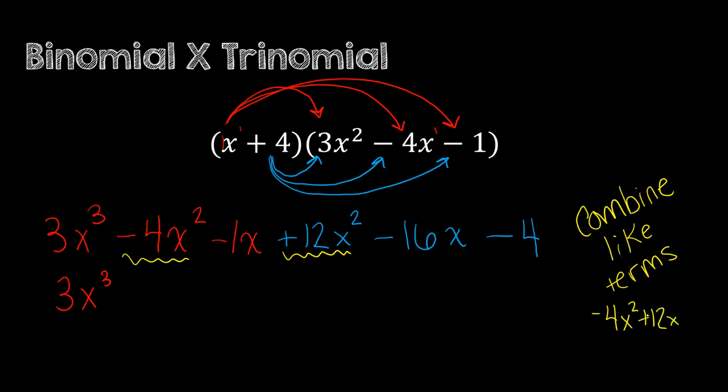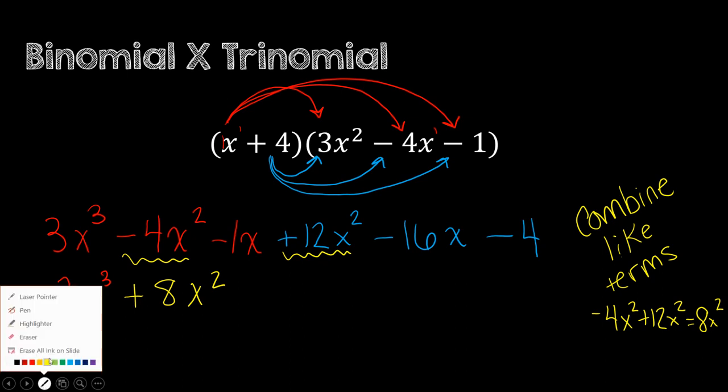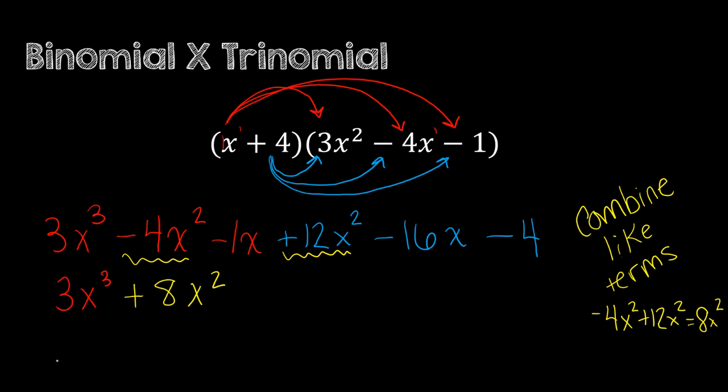A negative plus a positive. Since my positive number is greater, 12 minus 4, that's what you can almost think of this as, and we get 8x squared. It's a positive 8x squared. Please use a calculator if you're struggling with the positives and negative numbers. So we get a positive 8x squared.